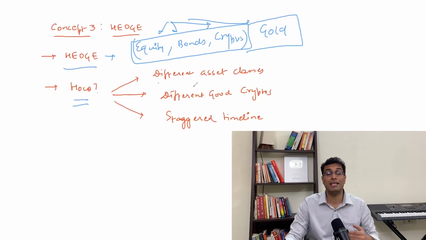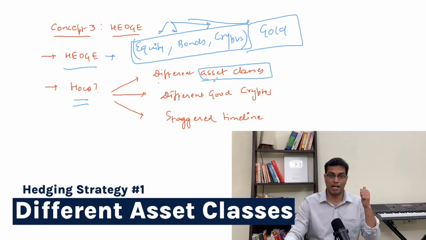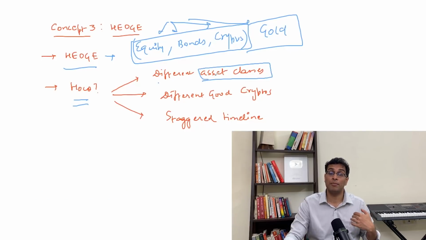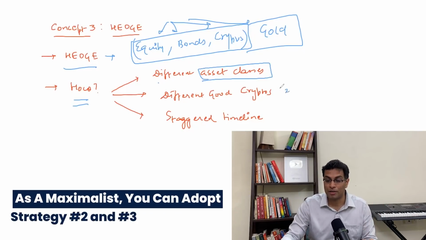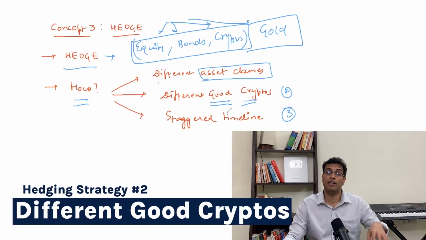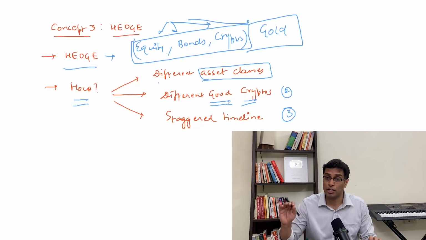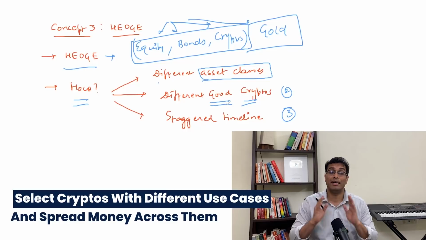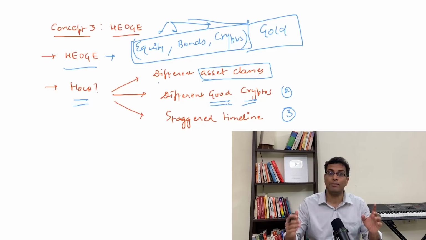First and foremost, as a normal retail investor, you can invest across different asset classes. That can be option one. Now, if you're a crypto maximalist, you would say that, you know what, all my money needs to go to crypto, and you are not incorrect. That is completely fine. You can adopt strategy number 2 and strategy number 3. Strategy number 2 is to identify different types of good cryptos that have different use cases. For example, the use case of Bitcoin is very different from the use case of Ethereum. So that way, at least split your money. Similarly, whatever other good cryptocurrencies you find, you can take positions in it.